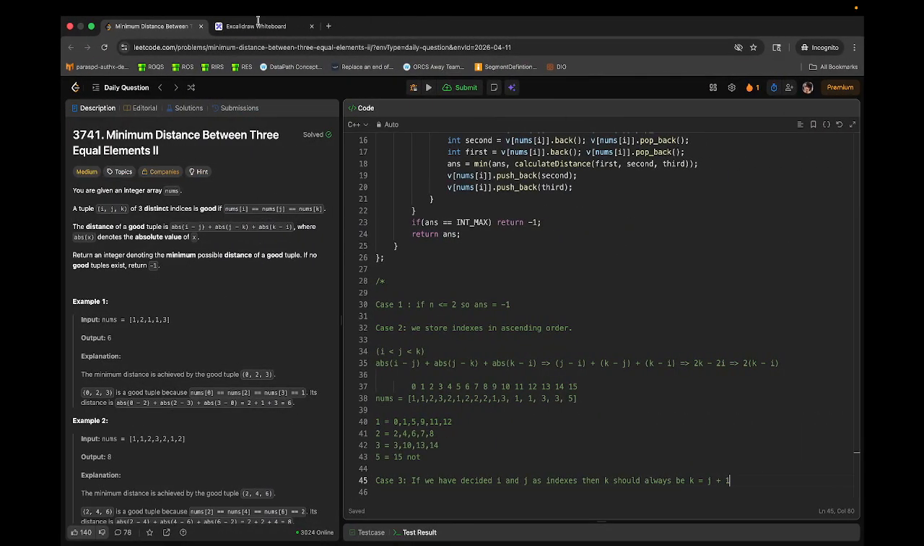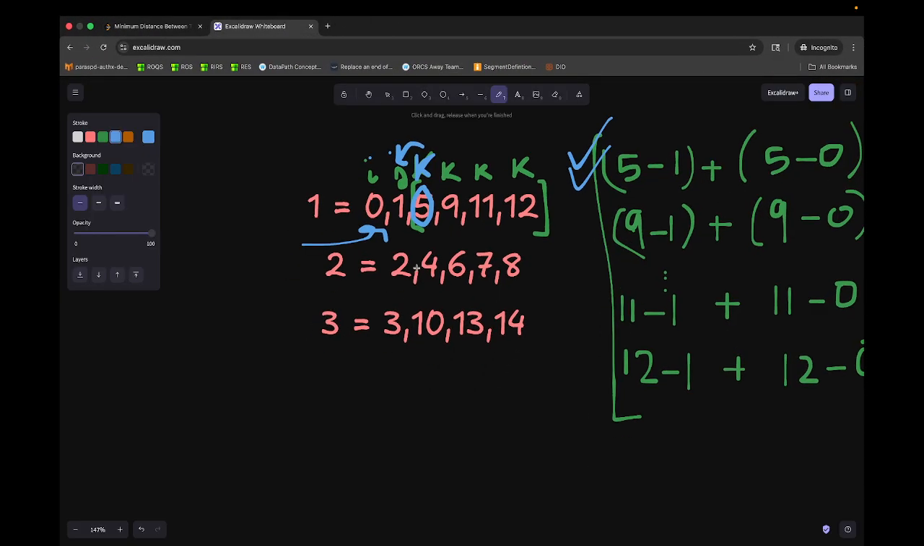If we pick this as i and this as j, this will be our k. If we have selected i and j, then k will always be the next element. But let's say I have selected i but not j. So j can be this, and we can have i, j, and k. If we select this as j, then it will be j and k.